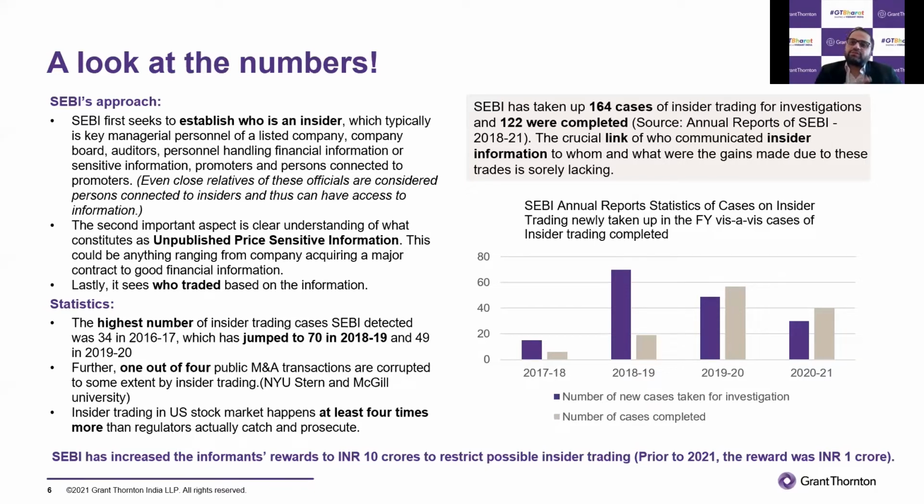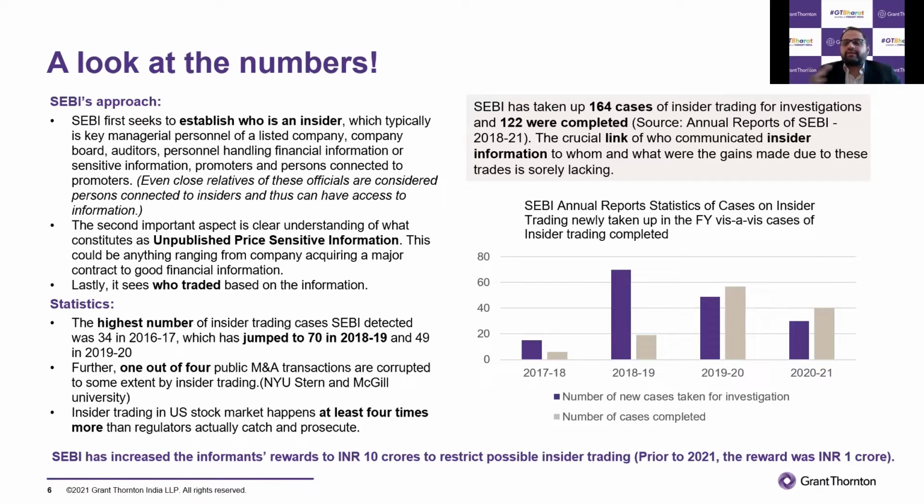Now let's look at it from a statistics perspective. The highest number of insider trading cases detected was 34 in 2016-17, which jumped in 17-18 and 18-19, and then came back to about 49 in 19-20. As per a study by New York University, 1 out of 4 public M&A transactions, that's 25%, are corrupted to some extent by insider trading. I mean, that's a lot.